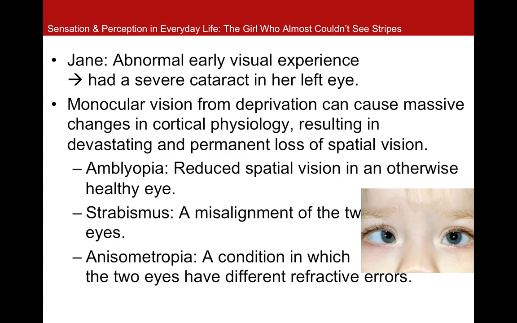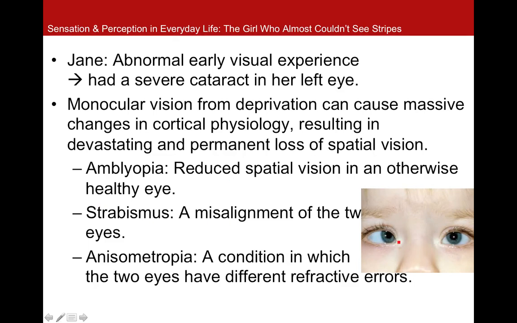This is just looking at a case study, basically, of a child who had abnormal early visual experience because she had a severe cataract in her left eye. So basically, she only had one eye. So she had monocular vision instead of the regular binocular vision. And that can cause huge differences in the cortex in terms of the physiology of it, the functioning of it, the organization of it. And that results in devastating and permanent loss of spatial vision because you need both of your eyes. So amblyopia is a problem where there's not spatial vision in an otherwise healthy eye.